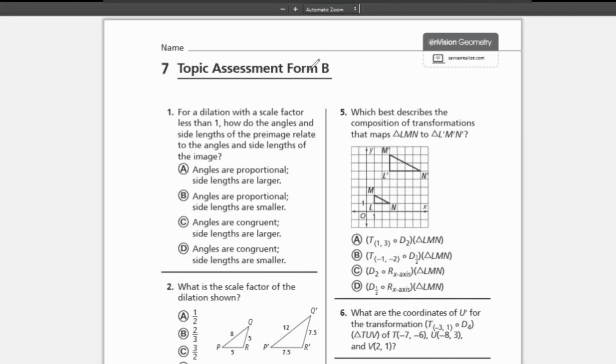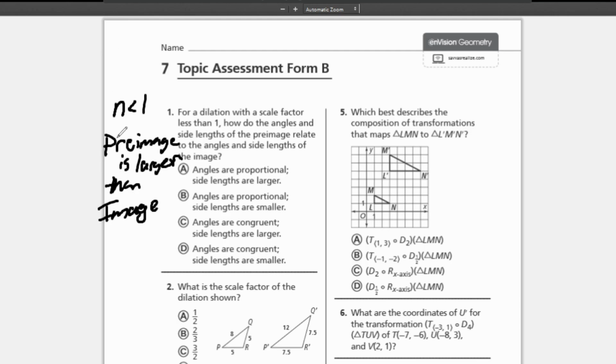Alright, the topic 7 review. Number 1, for the dilation with a scale factor of less than 1. So I'm going to write that as n is less than 1. So I know that my image is going to be smaller than my pre-image. I'm just writing notes as I go. But since my scale factor is less than 1, my polygon is going to get smaller once I multiply by the scale factor.